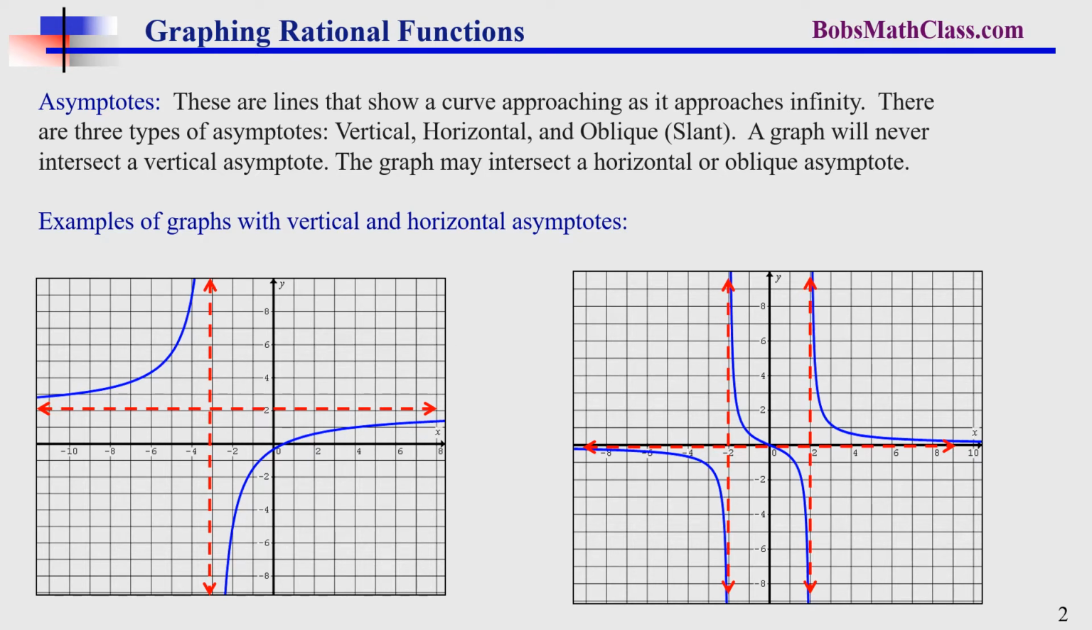So notice the one on the left, the graph is in blue, and the asymptotes are in red. On the one on the left, there's two asymptotes, one vertical and one horizontal. And you can see it gets closer to the vertical asymptote going up, and going down, it gets closer to the vertical asymptote. And then going to the right, it gets closer on the right from the bottom, and it gets closer to the left on the top.